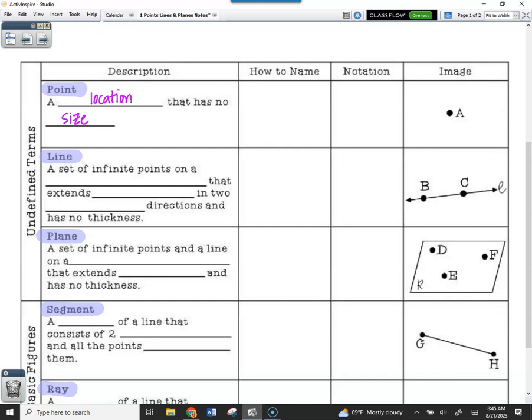I need you to understand that a point doesn't have any depth to it. It's just like, point on the map. Where do you want to go? Right there. It's like a location. It's to divert your eyes to a direction. How do you name a point? With a capital letter.